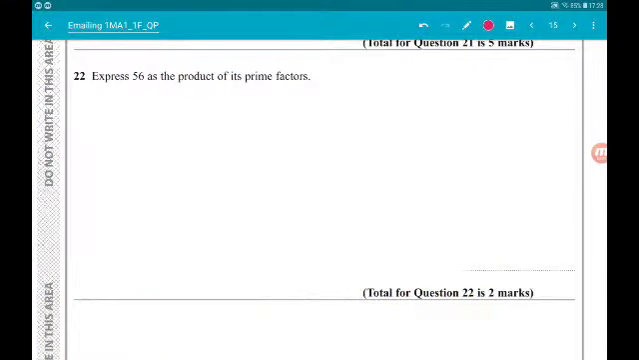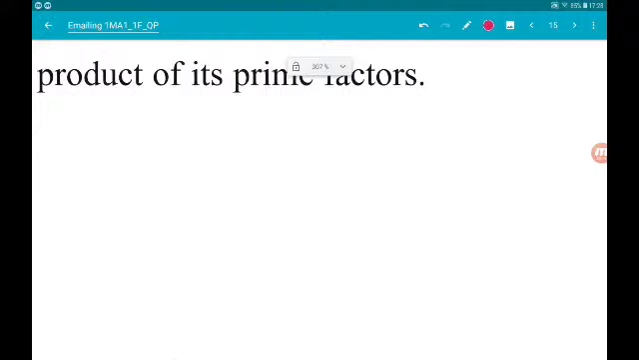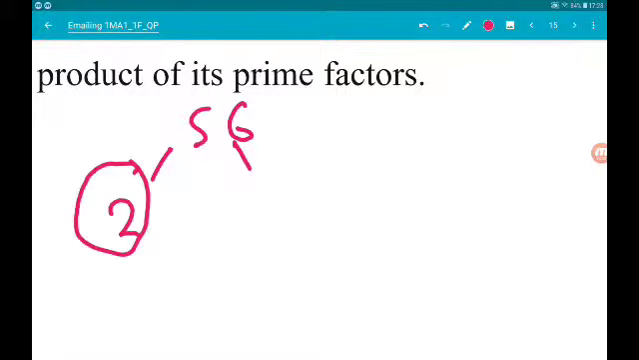Number 22 wants us to write 56 as the product of prime factors. So this means, this is when we get fact trees out. So, we put 56 at the top and bring 2 branches off. So, try and think of a prime number that goes into 56. It's even, so 2. Now 2 is prime, so we circle it.